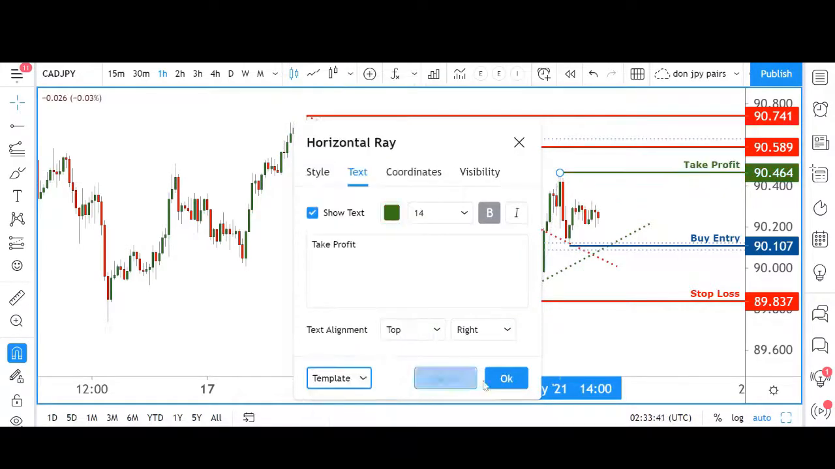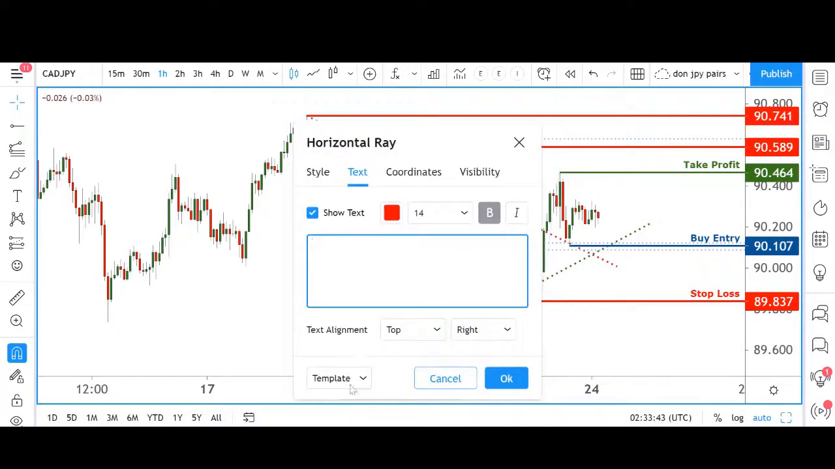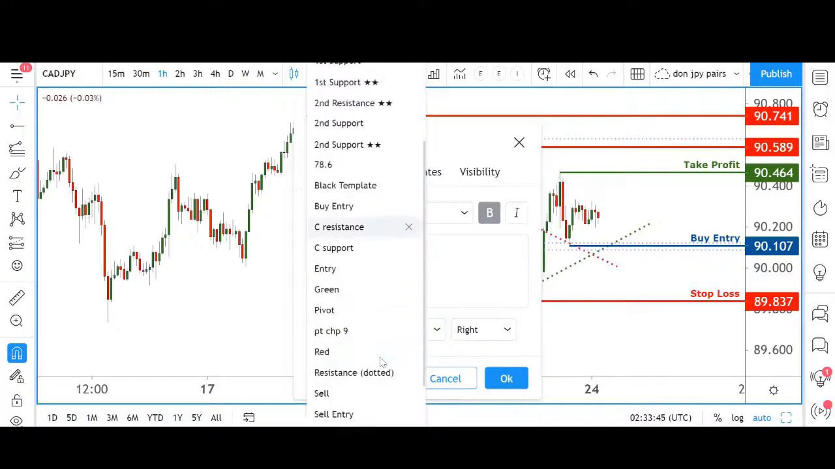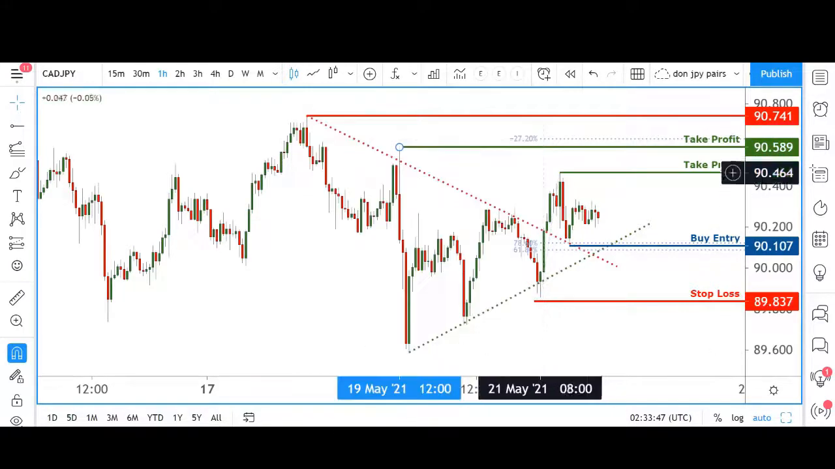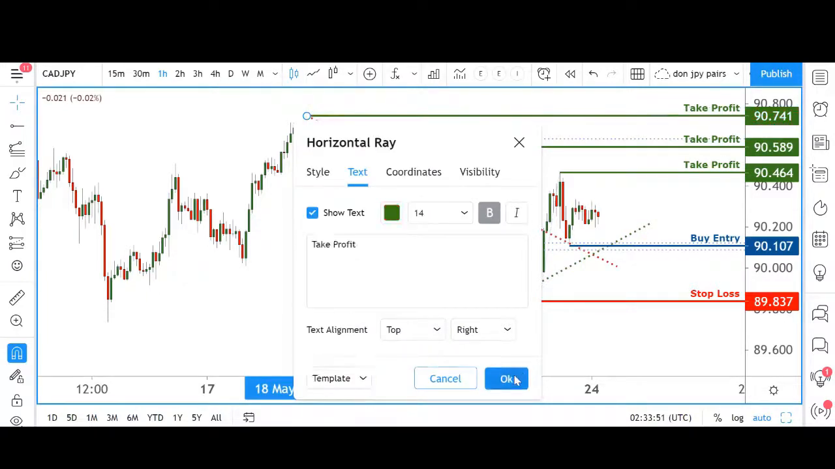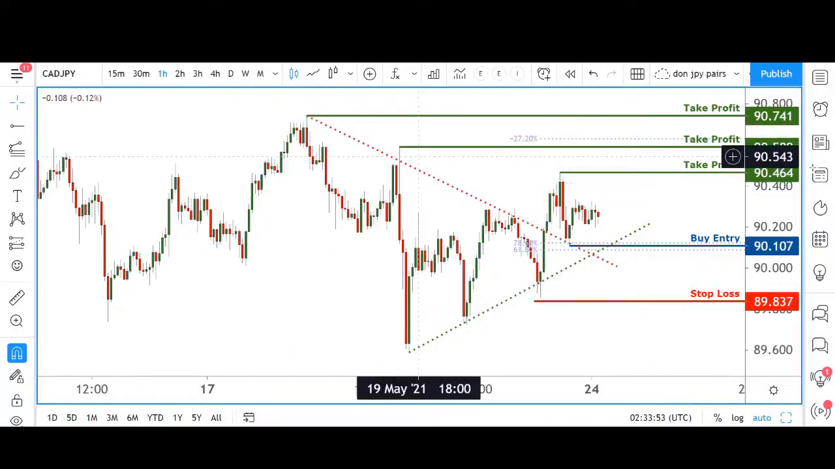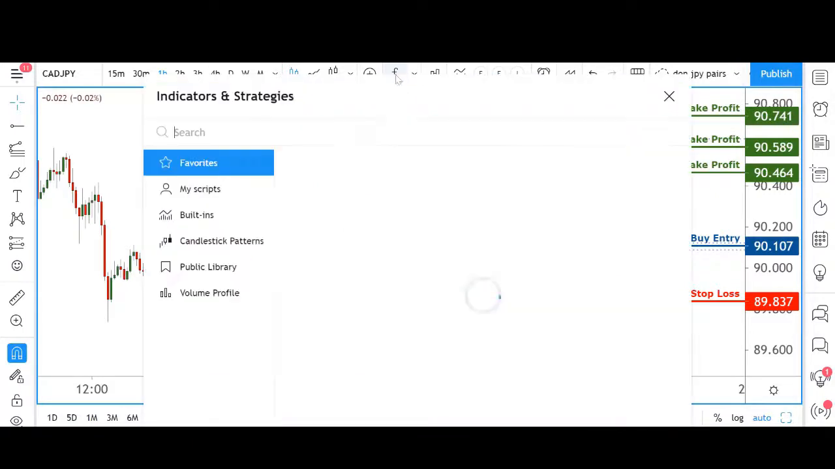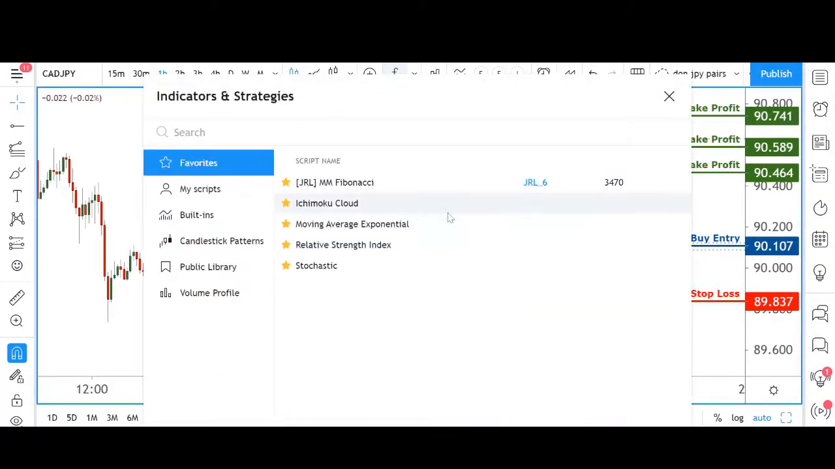This would be your first take profit, your second take profit in line with the negative 27.2%, and the last take profit could be up there. Depending on your trading strategy, you could be looking to take partials on the way up. So finally, let's look at an indicator.